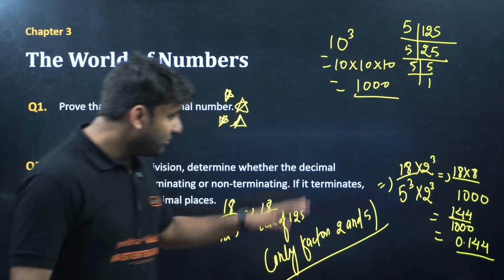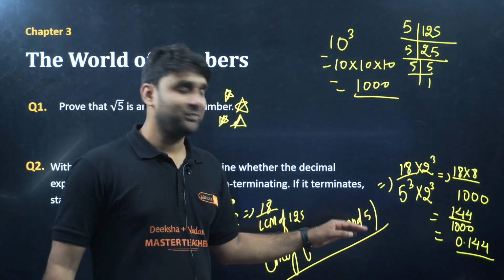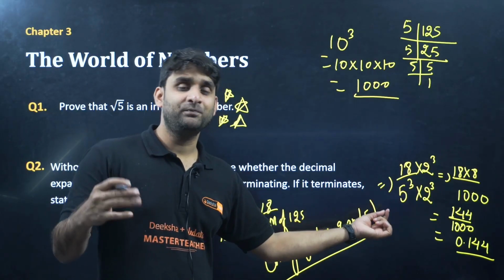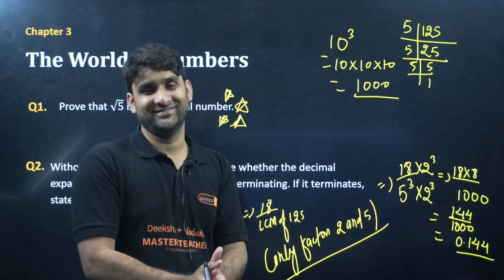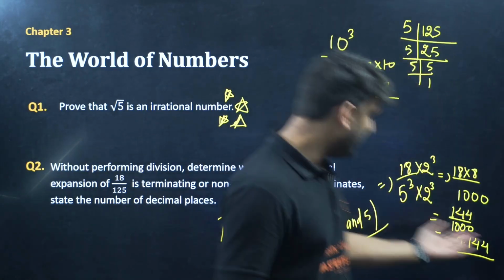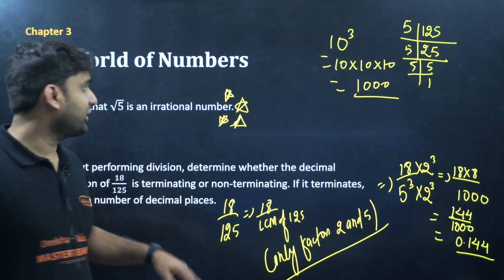So if the denominator has prime factor 5 or 2 or both, it means that the given fraction will be a terminating decimal, and you have proof. You have proof. Okay, moving ahead.